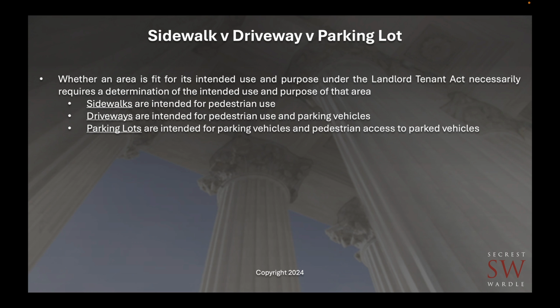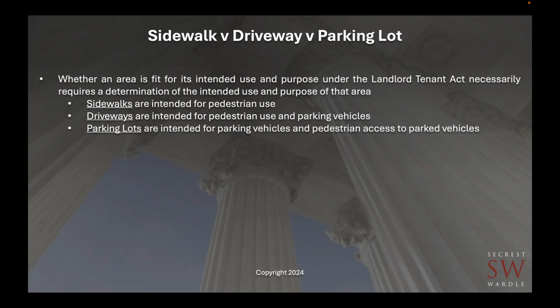If the question is whether or not the area is fit for the intended use under the Landlord-Tenant Act, then we must understand what the intended use is for each part of the land. As you'll see on the slide here, sidewalks are intended for pedestrian use. Driveways are intended for both pedestrian use and for parking vehicles. Parking lots are intended for parking vehicles and pedestrian access to those vehicles. So this is going to be a part of the analysis, and the court's analysis when taking up whether or not there was a violation of any statutory duty by the landlord.